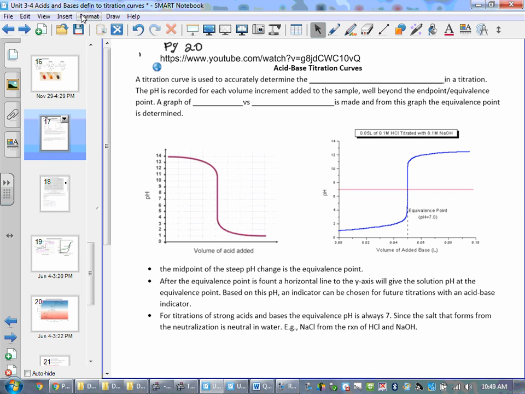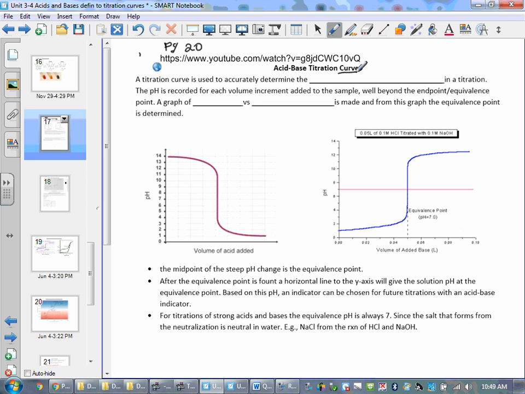Acid-base titration curves. So we did acid-base titrations. Who can tell me what they remember about doing an acid-base titration? One thing makes the other thing. Mix one thingy with another thingy. With acid, you get H3O.